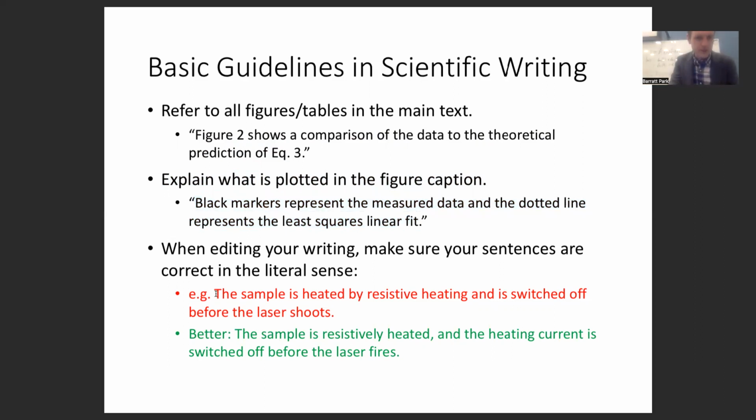And you want to read through your lab report when you're editing it. You want to make sure everything is clear and that you're really saying exactly what you mean to say with each sentence. So, just an example of how to improve the accuracy of writing: one sentence that I got recently from a research student said, "The sample is heated by resistive heating and is switched off before the laser shoots."